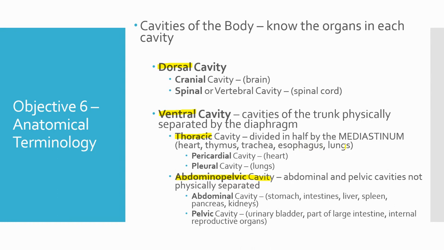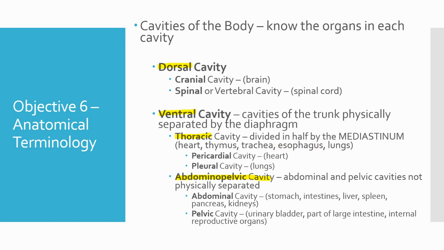So think about what your rib cage protects. That includes your lungs and your heart. The pericardial cavity specifically houses the heart, and the pleural cavity specifically houses the lungs. But you'll also find the thymus, which is in your chest area. It's a gland. You've got your trachea, which is your windpipe, and your esophagus, which is your food tube.